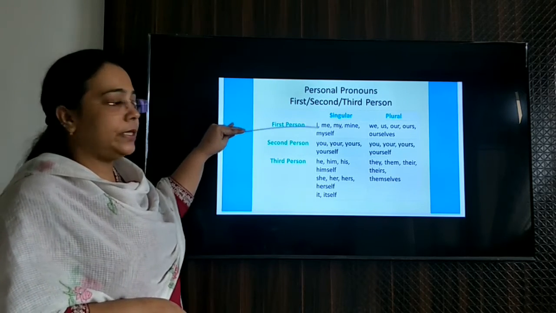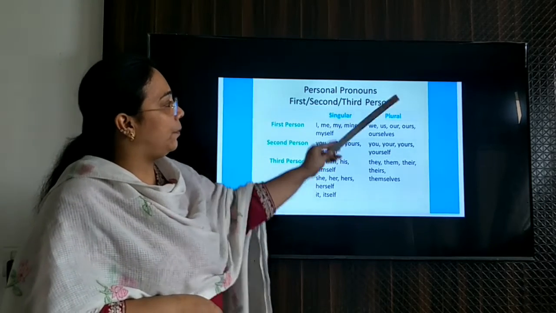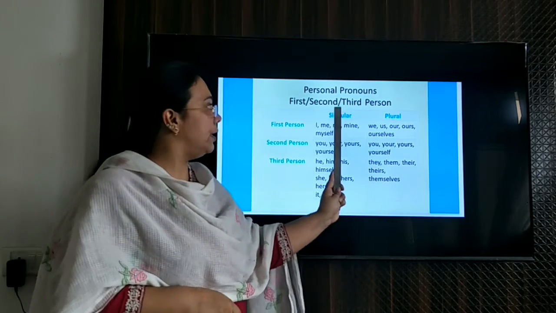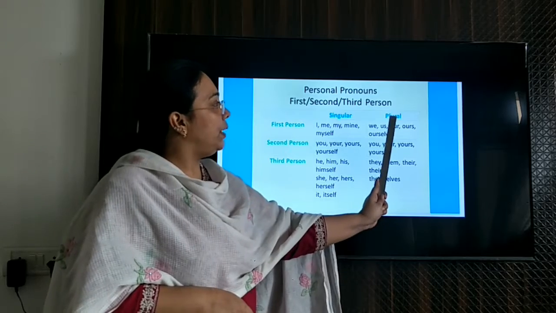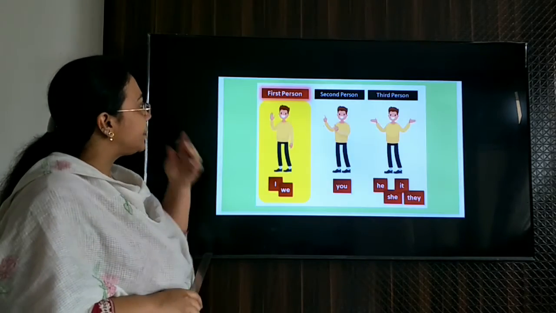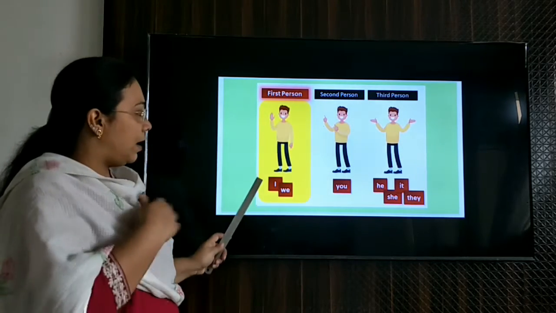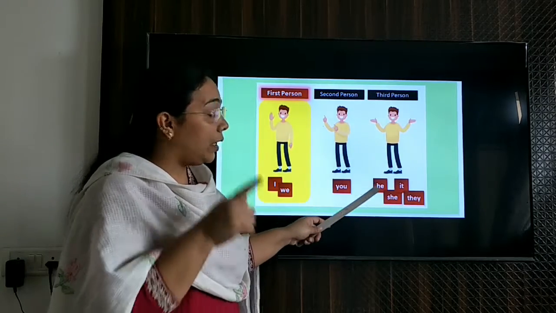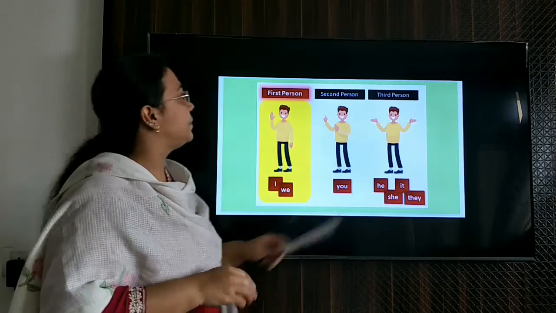There are three parts: first person, second person, third person, and according to the singular and plural noun, the pronoun will also change. Okay, for singular noun we use these pronouns. For plural nouns we use these pronouns. Next. First person, second person, third person. I, we, you, he, it, she, they. Okay.